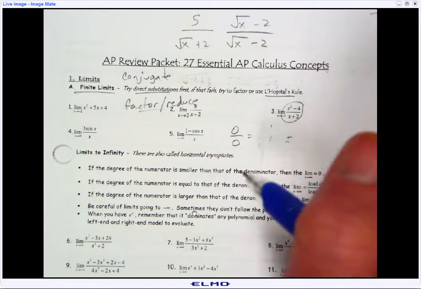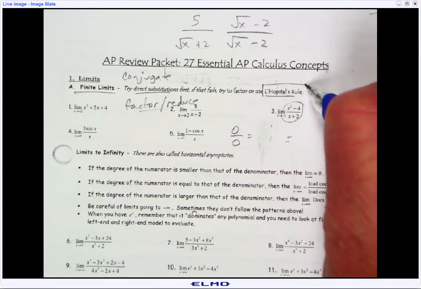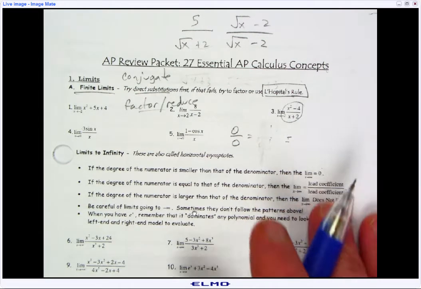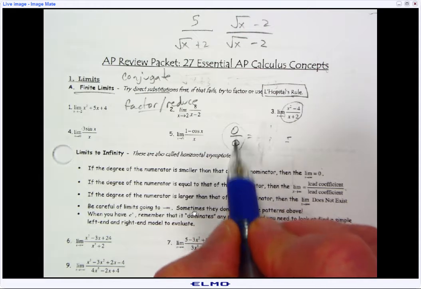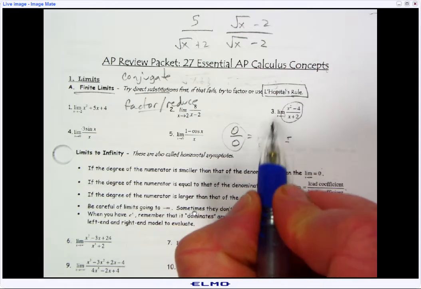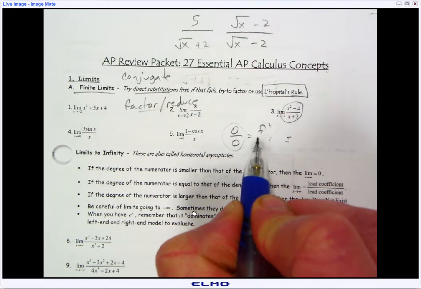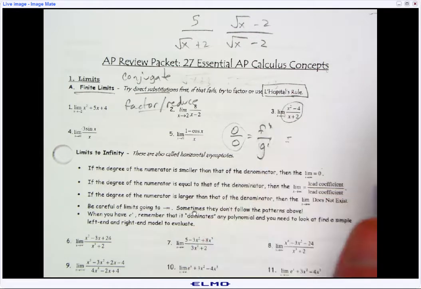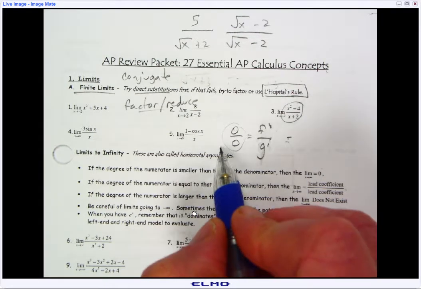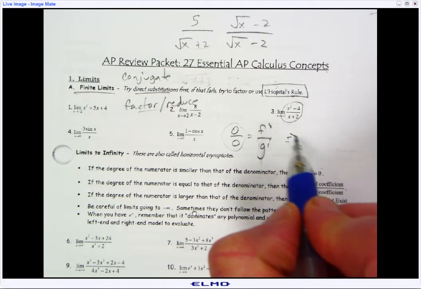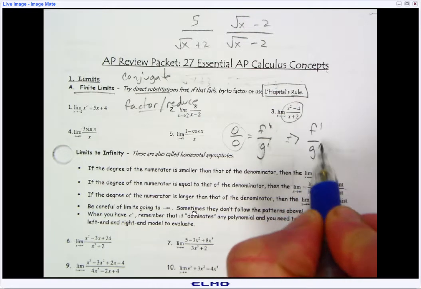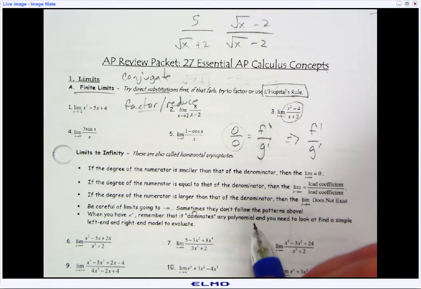cancel out. The last one is L'Hopital's rule, which basically if you plug in and you get 0 over 0, in other words, you can't find the limit, you can take the derivative of the numerator over the derivative of the denominator and then substitute in. If you still get 0 over 0, you keep doing it until you can substitute in, and that also works.